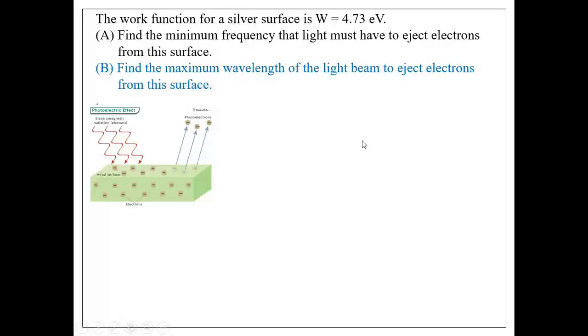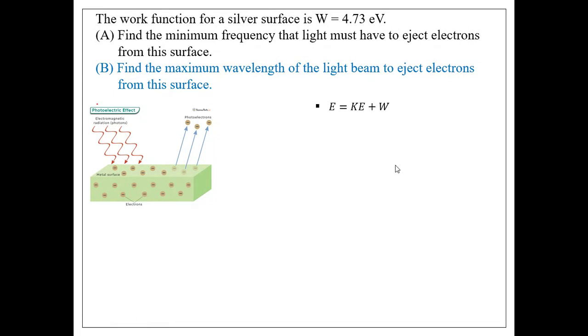This particular problem says that the work function for a silver surface is 4.73 electron volts. Part A wants us to find the minimum frequency that the light must have in order to eject electrons from the surface, and part B wants us to find the maximum wavelength of the light beam. Okay, let's do it.